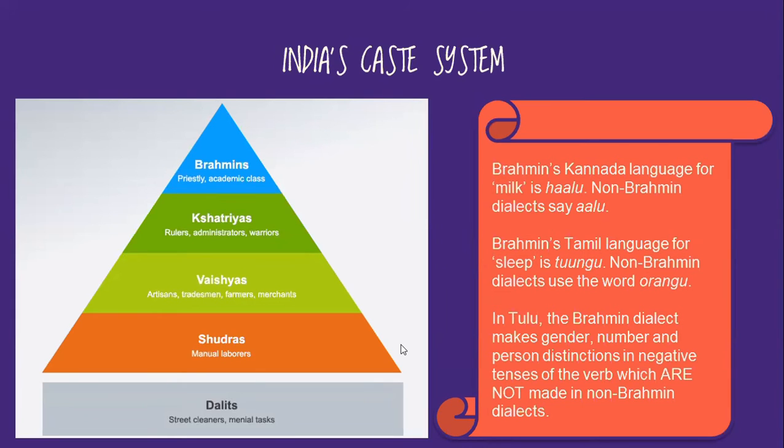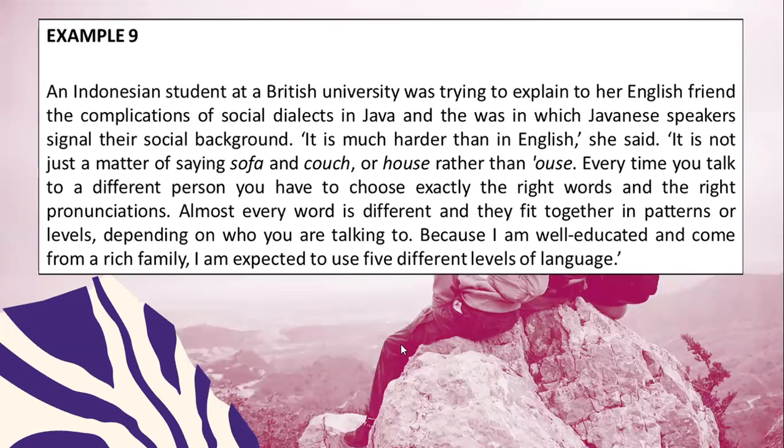Okay. So this is the example of India's caste system. For example, in Brahmins' Kannada language, the word for milk is halu. Non-Brahmin dialect says alu. In Brahmins' Tamil language, the word for sleep is tungu, and non-Brahmin dialects use the word orangu. In Tulu, the Brahmin dialect makes gender, number, and person distinctions in negative tenses of the verb, which are not made in non-Brahmin dialects. Brahmin is the highest level, at the top.